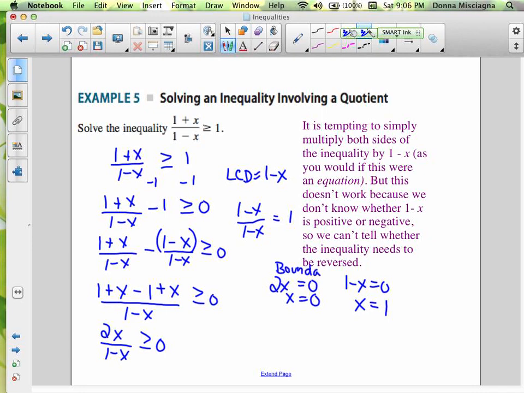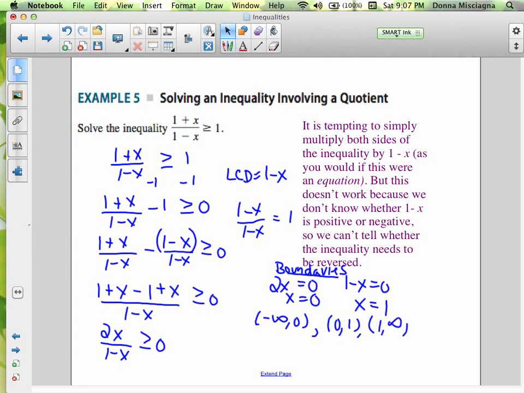Because our solution is an interval, we need to use our boundaries to divide up the interval of all real numbers into subintervals so we can check each one. That means we've got three intervals to check. We need to check negative infinity to 0. We need to check 0 to 1. Oops, that's supposed to be a parenthesis. And we need to check 1 to infinity.